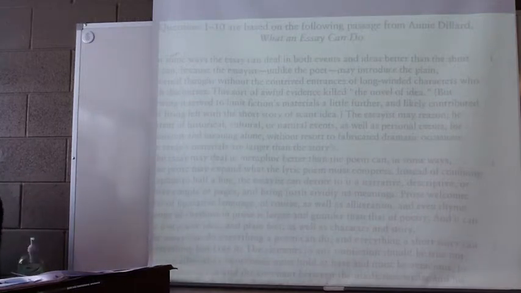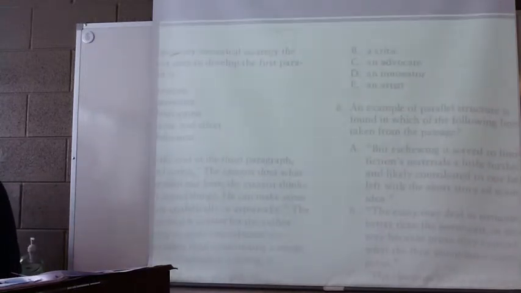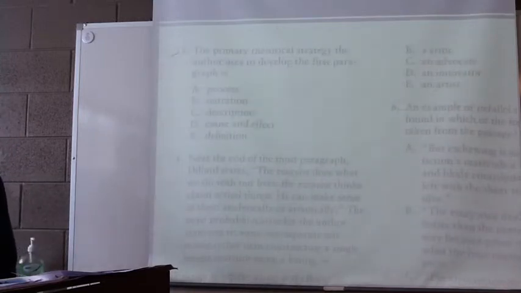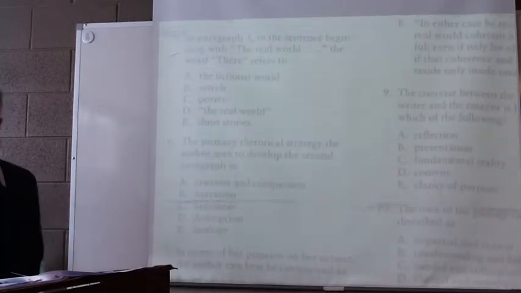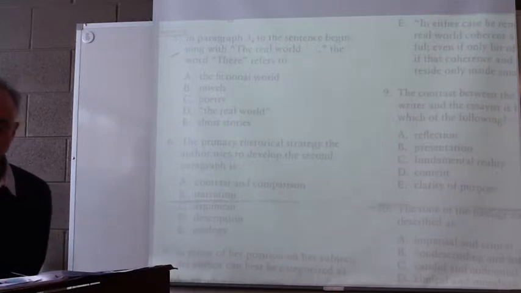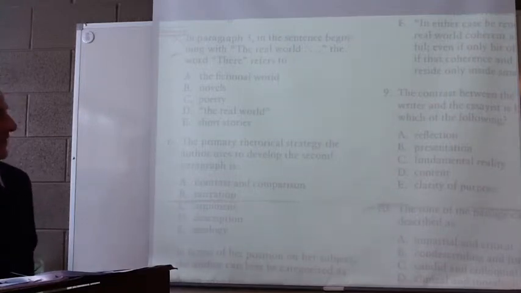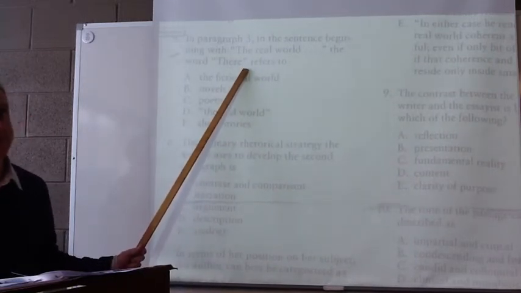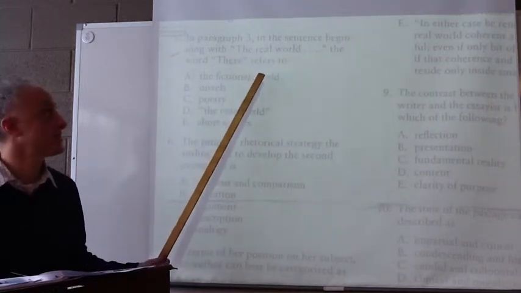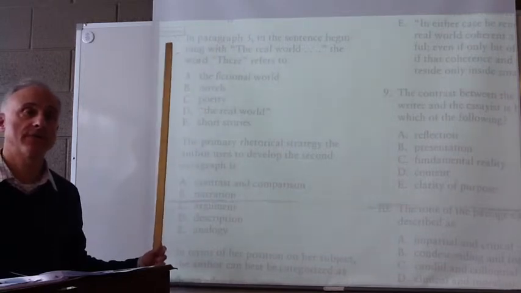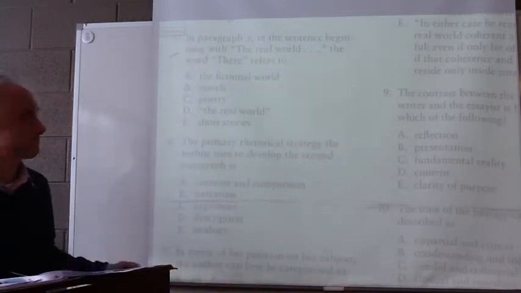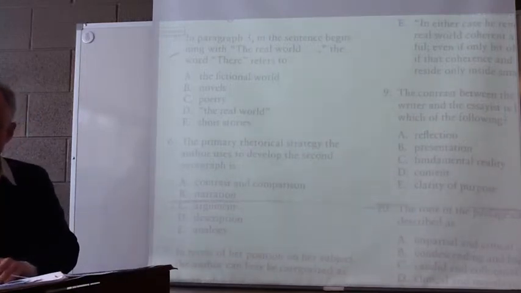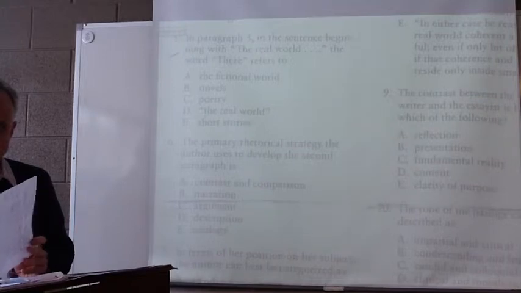So let's look at that. In paragraph 3, in the sentence beginning with the real world, the word there refers to the real world. This is the type of question that might be one of the most repeated on the AP test. It's an antecedent question. So what something refers back to? The thing that it refers back to is called an antecedent. So if we looked at sentence 3, I'm just going to look at that on here. The real world.